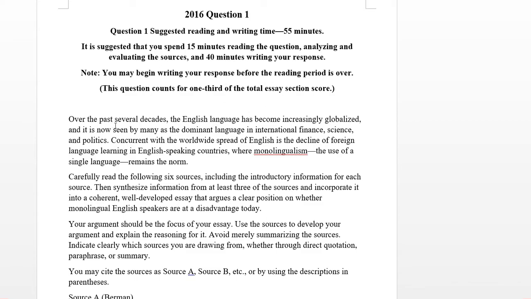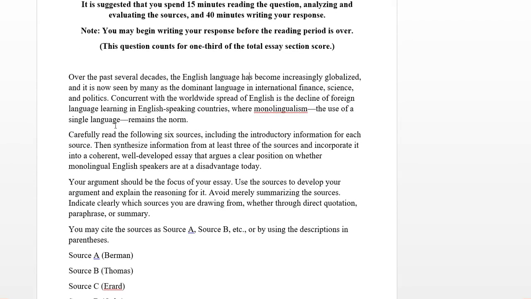Over the past several decades, the English language has become increasingly globalized and is now seen by many as the dominant language in international finance, science, and politics. Concurrent with the worldwide spread of English is the decline of foreign language learning in English-speaking countries, where monolingualism, the use of a single language, remains the norm. Carefully read the following 6 sources, including the introductory information of each source, then synthesize information from at least 3 of the sources and incorporate it into a coherent, well-developed essay that argues a clear position on whether monolingual speakers are at a disadvantage today.